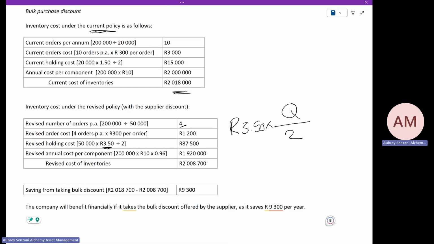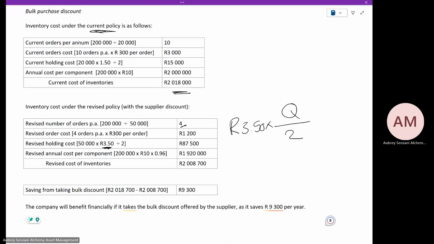So you can see our revised holding cost has gone significantly higher, because they also said that since we're now ordering 50,000 instead of 20,000, we're going to need additional storage. This is why we do these calculations, to see the impact of certain variables increasing and decreasing. What's our net effect? Which one proves more favorable for us? Then our revised annual cost for this inventory: we're still taking the 200,000 times the 10 rand per unit, but we have a, is it 4% or 1.5% discount? How much was the discount that they offered?